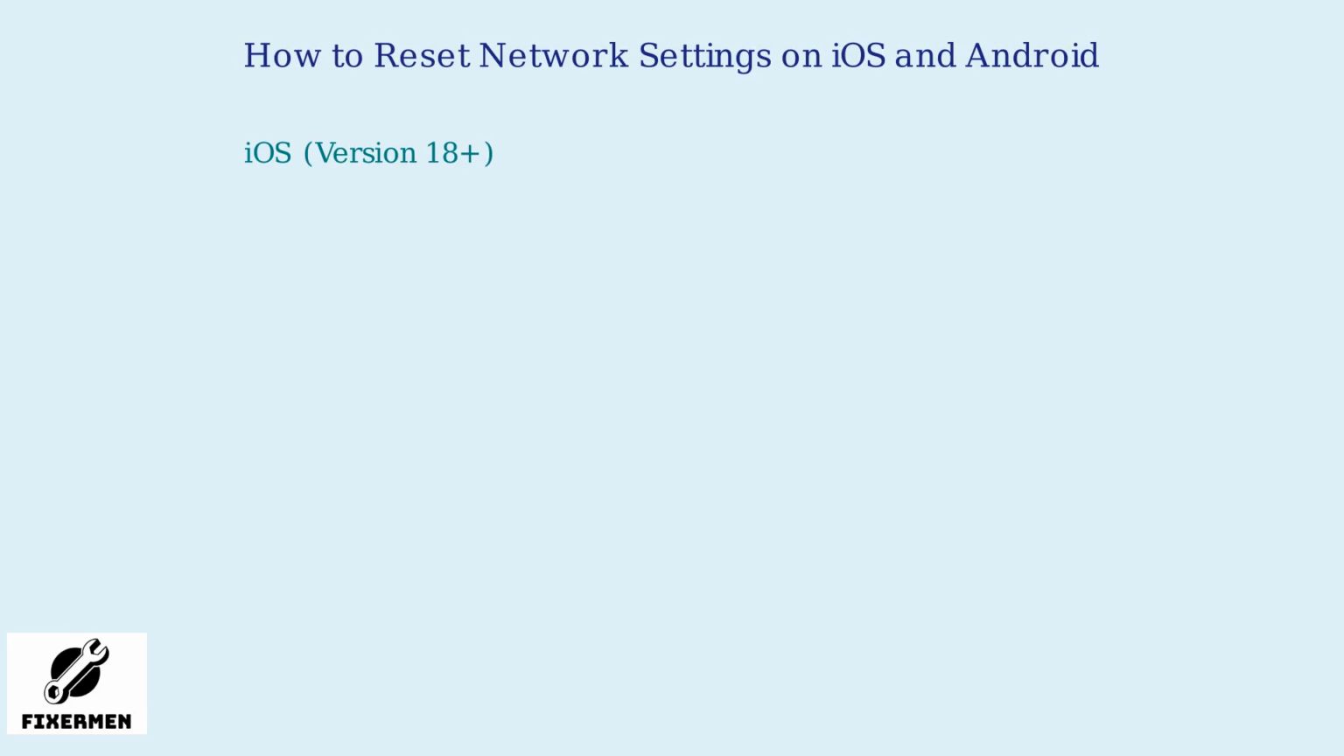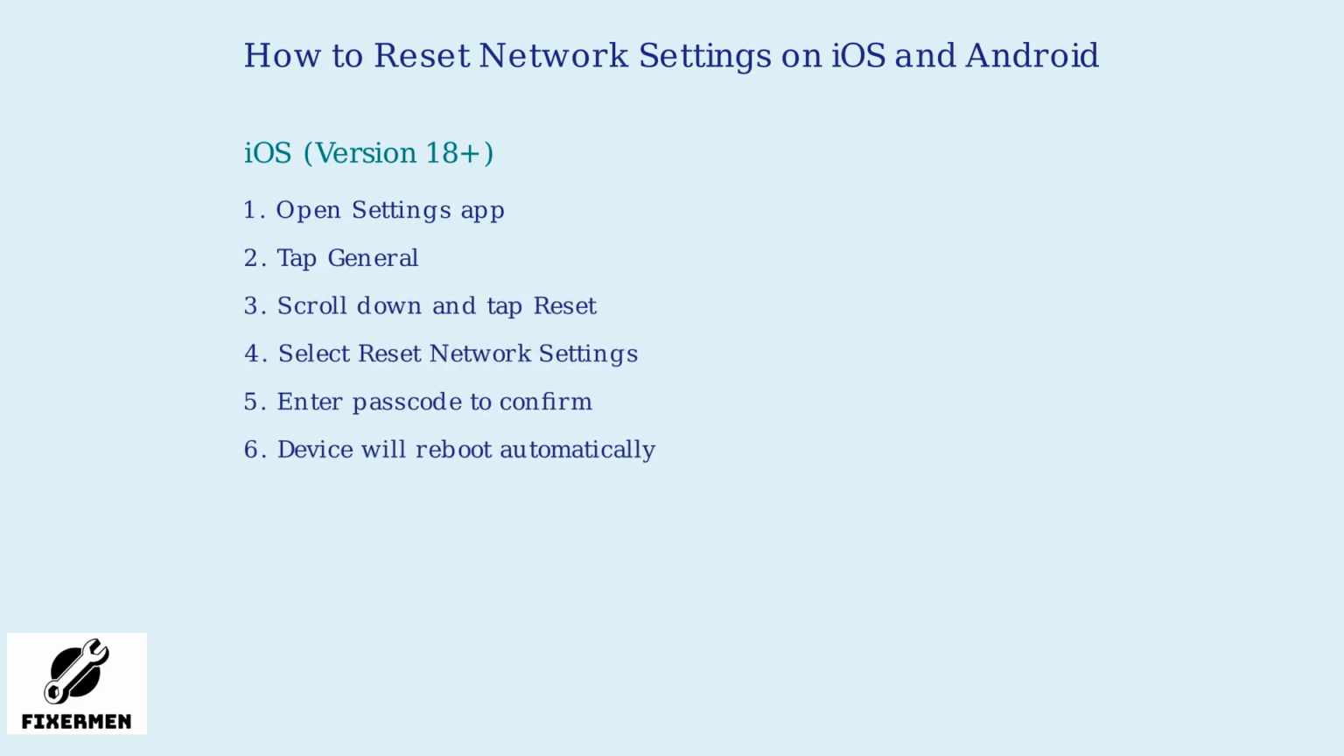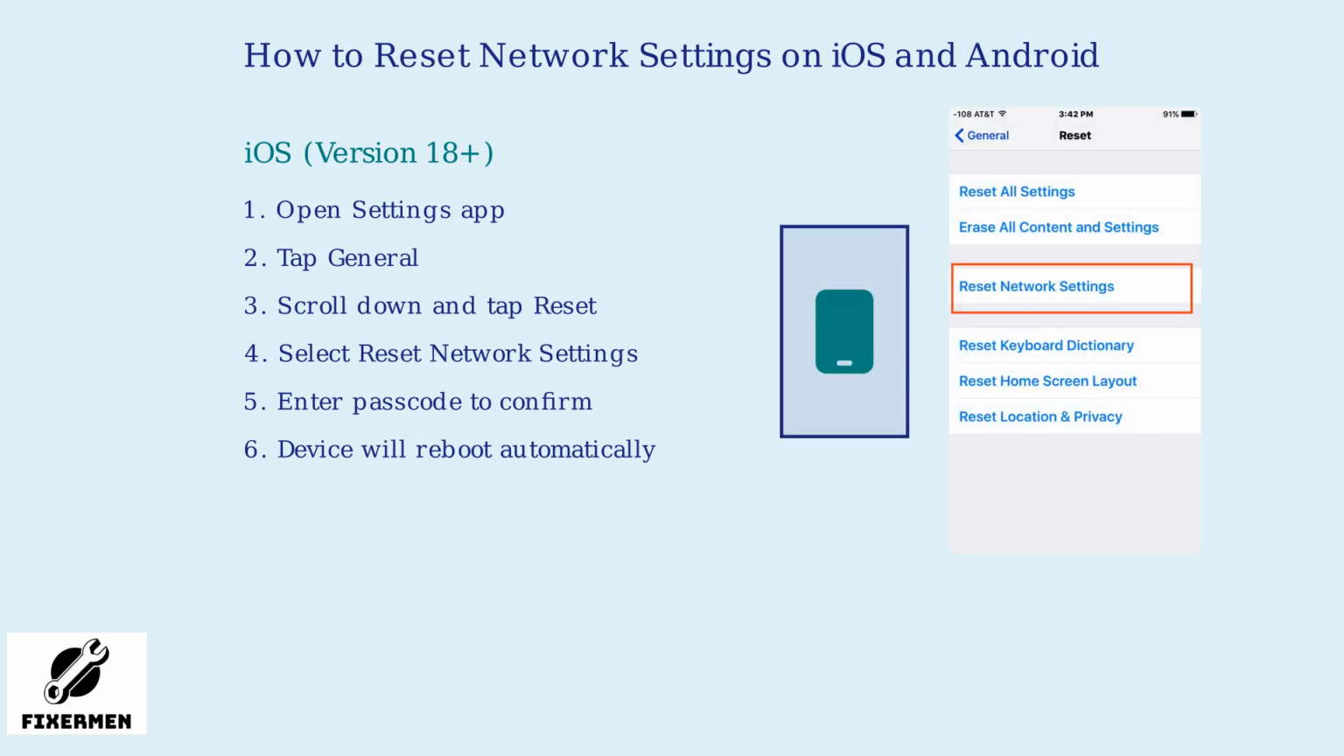For iOS devices running version 18 or higher, start by opening the Settings app. Tap General, then scroll down and select Reset. Choose Reset Network Settings from the options. You'll need to enter your device passcode to confirm the action. After confirmation, your iPhone will reboot automatically, restoring default network configurations. Here's what the iOS reset screen looks like.